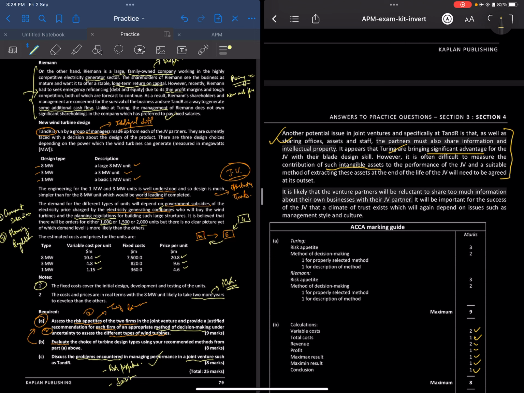It is likely that the partners will be reluctant to share too much information, which will create trust issues. It's important for the success of the JV to have a climate of trust, which will again depend on the management style and culture.